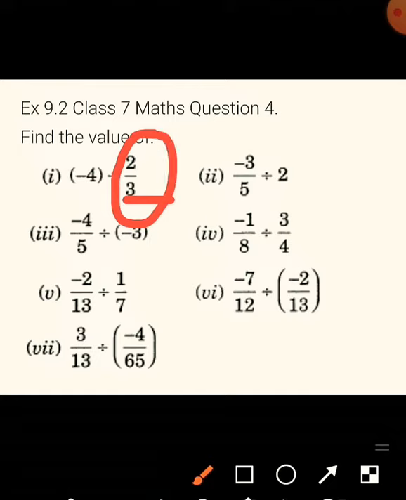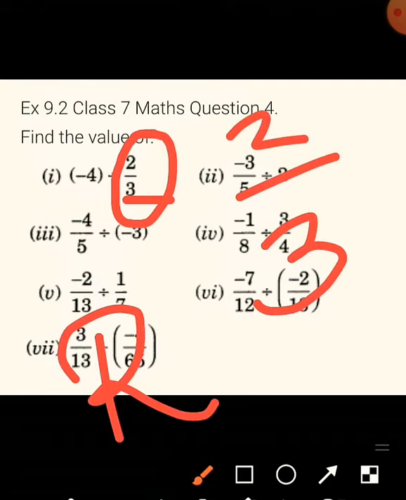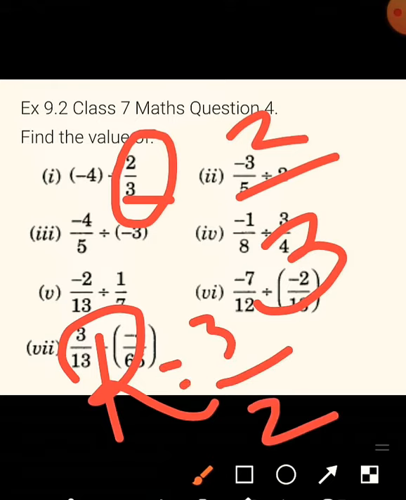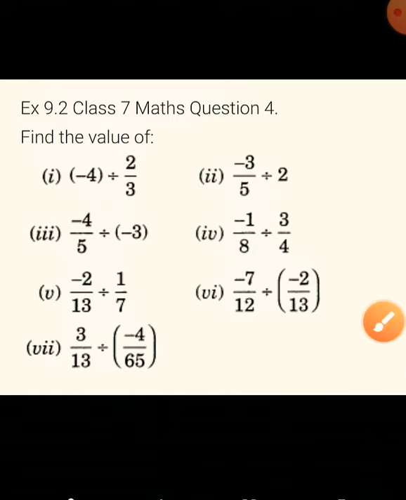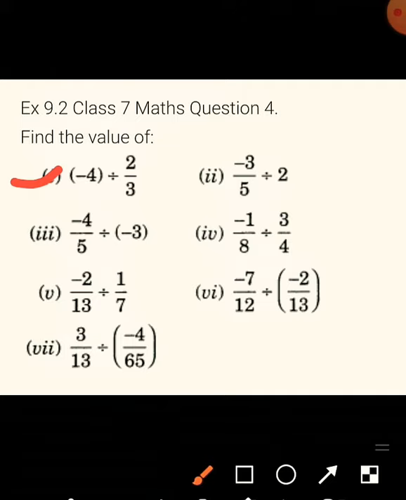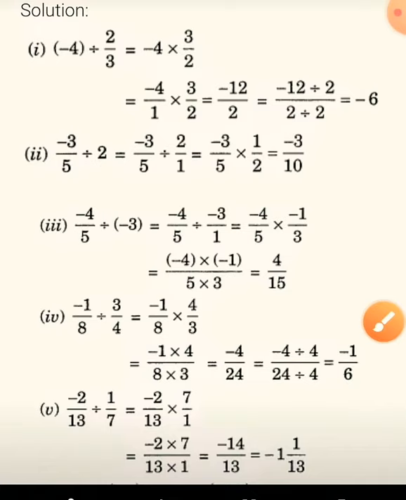Now what is reciprocal? Just we have to inverse it. For example, here 2 upon 3 is given, so the reciprocal of 2 upon 3 will be 3 upon 2. So this is called reciprocal. So we have to take the reciprocal and then we have to solve it. So how we will do this first one? Let us see the solution part of these all sums one by one. So moving ahead with the solution part.